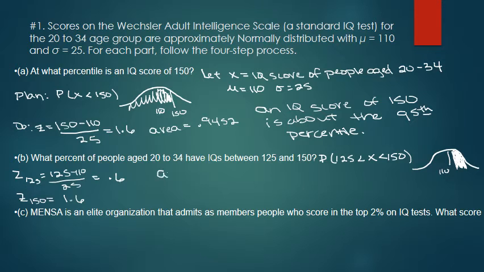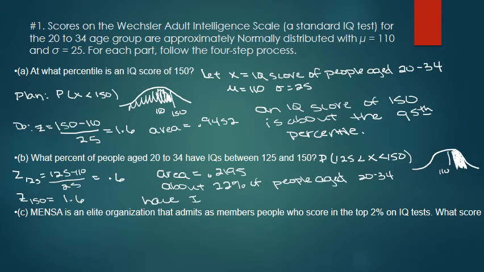So we do the normalcdf function, and the area that we find is 0.2195. That seems pretty reasonable. And we're going to write our conclusion. Therefore, about 22% of people aged 20 to 34 have IQs between 125 and 150.